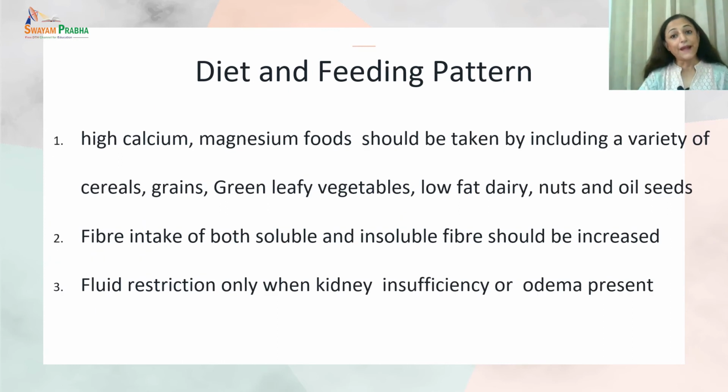High calcium and magnesium foods can be taken by including a variety of cereals, grains, green leafy vegetables, low fat dairy, and nuts and oil seeds. Fiber intake of both soluble and insoluble fiber should be increased. And fluid restriction is only when there is kidney insufficiency or edema is present.